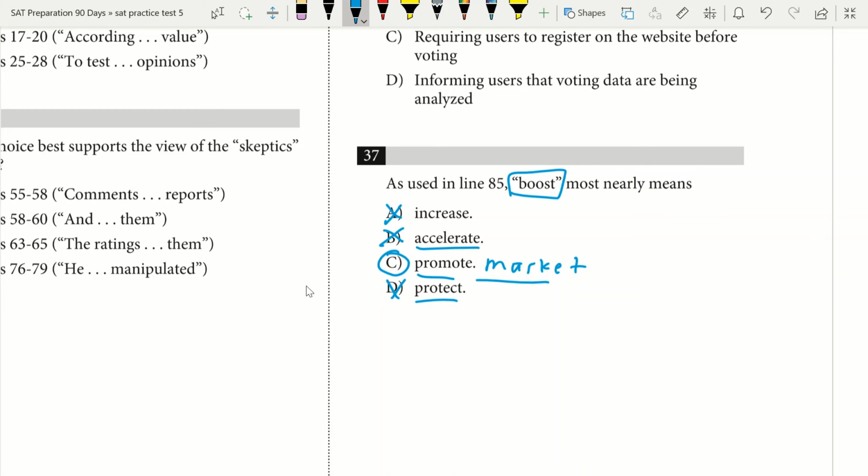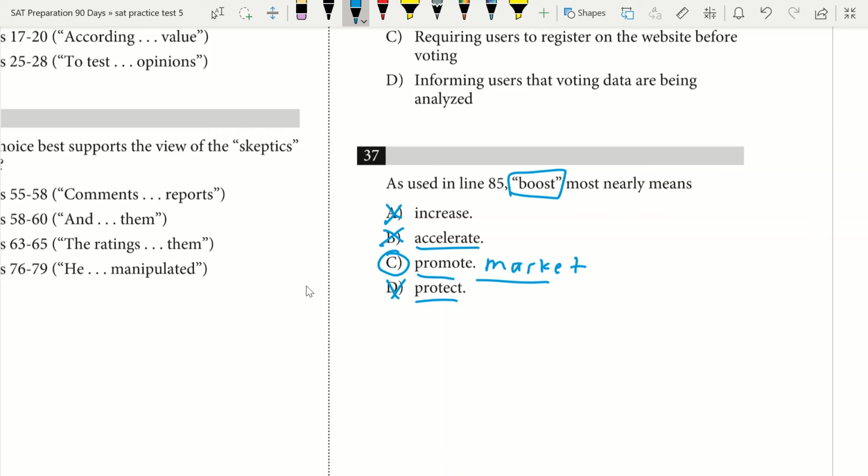So for most nearly means questions, obviously they are words in context questions, which means you always want to use the text. Whenever you have a most nearly means question, don't try to do it from memory. If you try to do it from memory or just guess synonyms, you're going to get it wrong. A lot of times they'll put synonyms as one of your answer choices just because they think you'll pick it without going back and looking at the text, and the synonym will end up being wrong. So don't just pick the synonym.